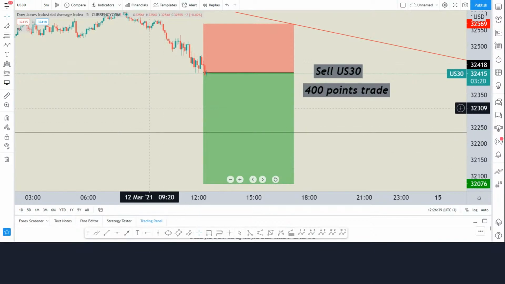Now, as you see in the shared screen, we have the Dow Jones or the US 30 index, and we have a downtrend. It is going down.